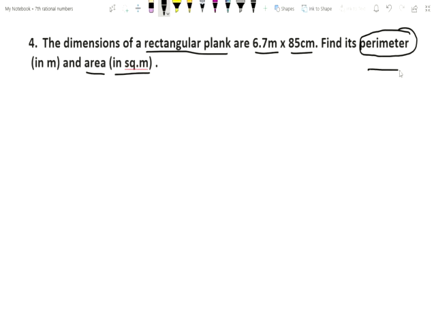The dimensions of a rectangular plank are 6.7 meter by 85 centimeter. Find its perimeter in meter and area in square meter. So we need to find out perimeter and area. Here the rectangular plank dimension is given. So the length and breadth is given. We need to find out perimeter and area. Okay.